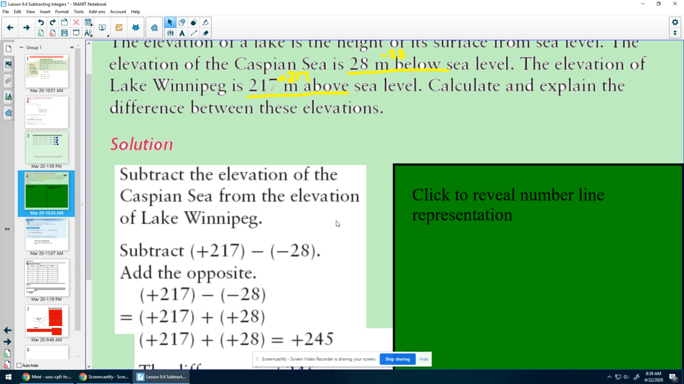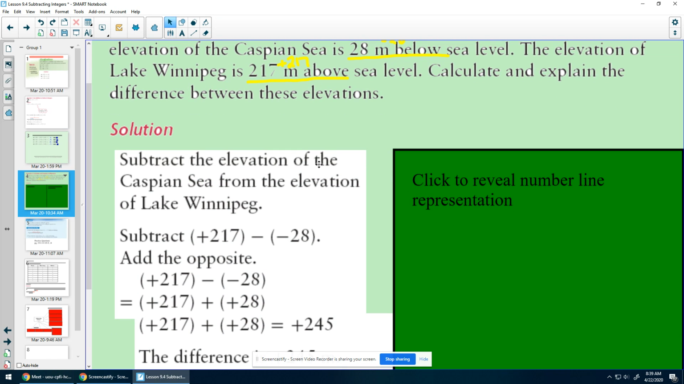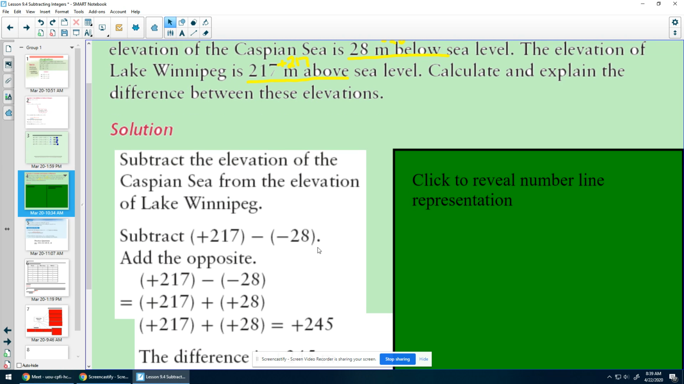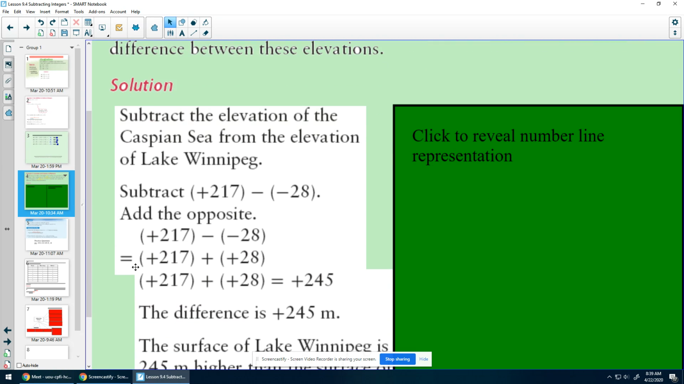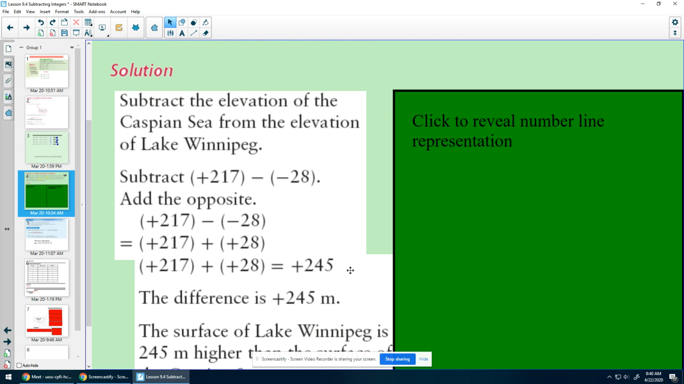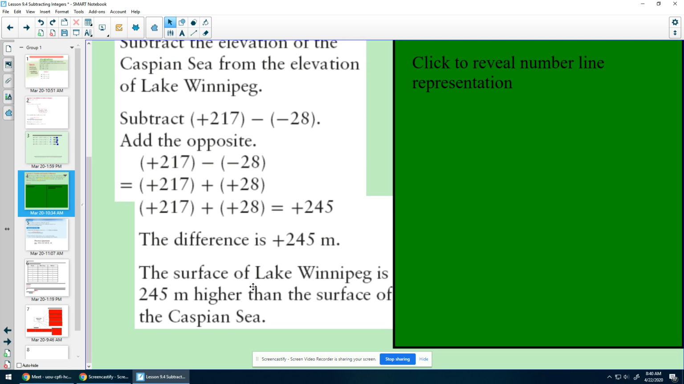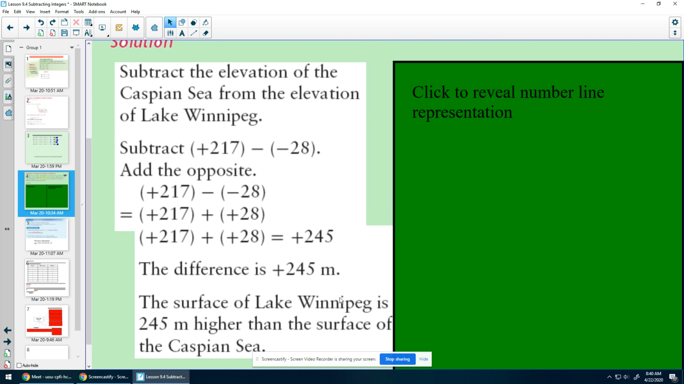So I have the solution here. We're going to subtract the elevation of the Caspian Sea from the elevation of Lake Winnipeg. So we have positive 217 minus the elevation of the Caspian Sea, which is negative 28. From there, we're going to add the opposite. The opposite of subtract negative 28 is add positive 28. And that gives us positive 245. So the surface of Lake Winnipeg is 245 meters higher than the surface of the Caspian Sea.